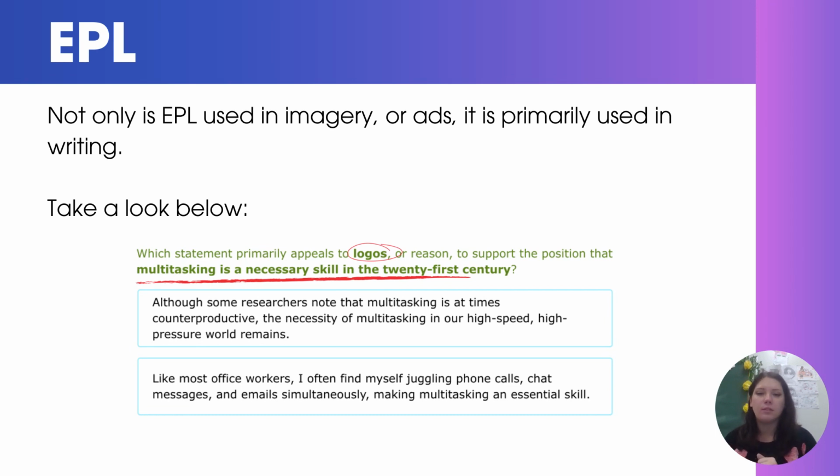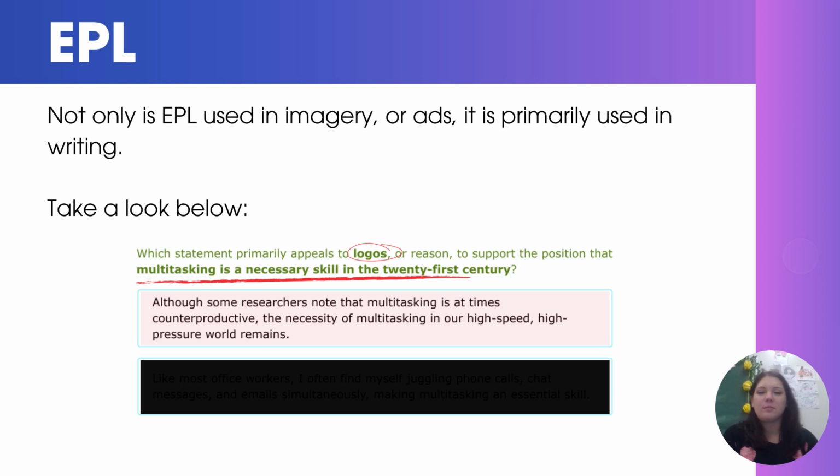Although some researchers note that multitasking is at times counterproductive, the necessity of multitasking in our high-speed, high-pressure world still remains. Or, like most office workers, I often find myself juggling phone calls, chat messages, and emails simultaneously, making multitasking an essential skill. Pause and think, which one of those is an example of logos to support the position? Hopefully you've had enough time. If you said the top one, you would be correct. Although some researchers note that multitasking is at times counterproductive, the necessity of multitasking in our high-speed, high-pressure world remains. This is definitely an example of logos.